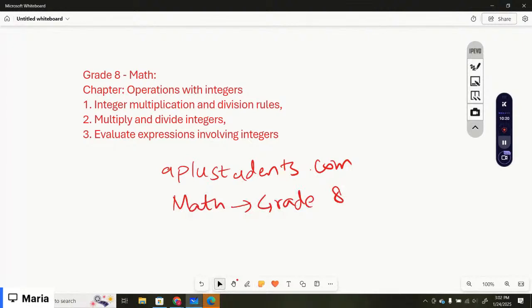We're going to start with the chapter operations with integers. The lessons we're going to cover today are integer multiplication and division rules, multiply and divide integers, and evaluate expressions involving integers. So please make sure you have your notebook and pencil so that you can note down the important examples and definitions as well.